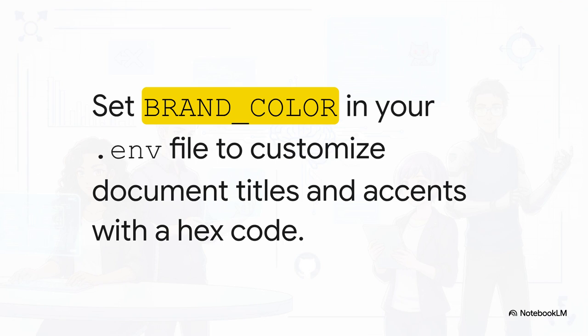And you can take that branding one step further. Right below the project name, you can set a brand color. You just drop in the hex code for your main brand color, and boom, the document templates will automatically use it for titles and other accents. It's such a small thing, but it makes a huge difference. You get these polished, perfectly branded reports with basically zero extra work.